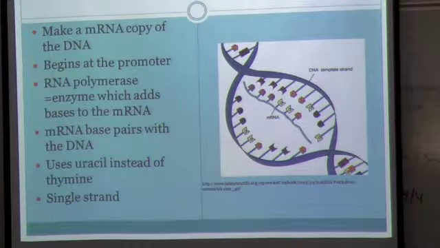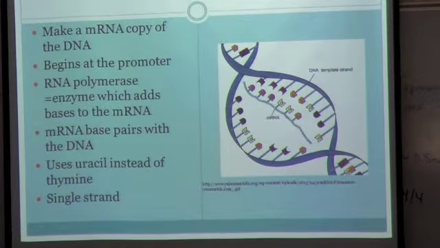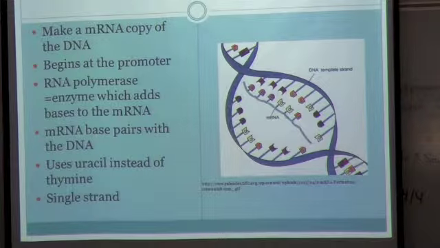There's one difference, however, just to make it interesting. Instead of thymine or T, in messenger RNA you have uracil or U instead. So that's one difference. Another difference is it is a single strand instead of a double strand, because you only need one copy that's going to leave.